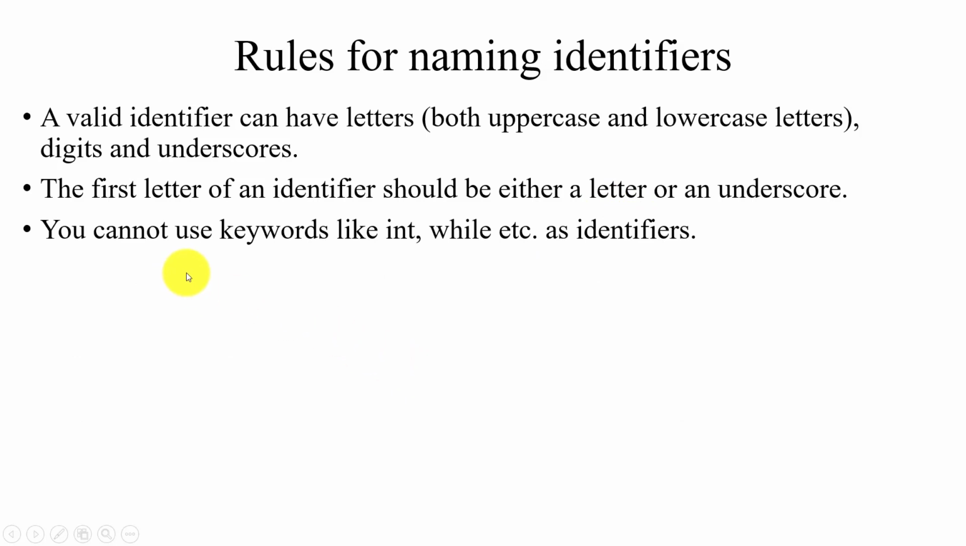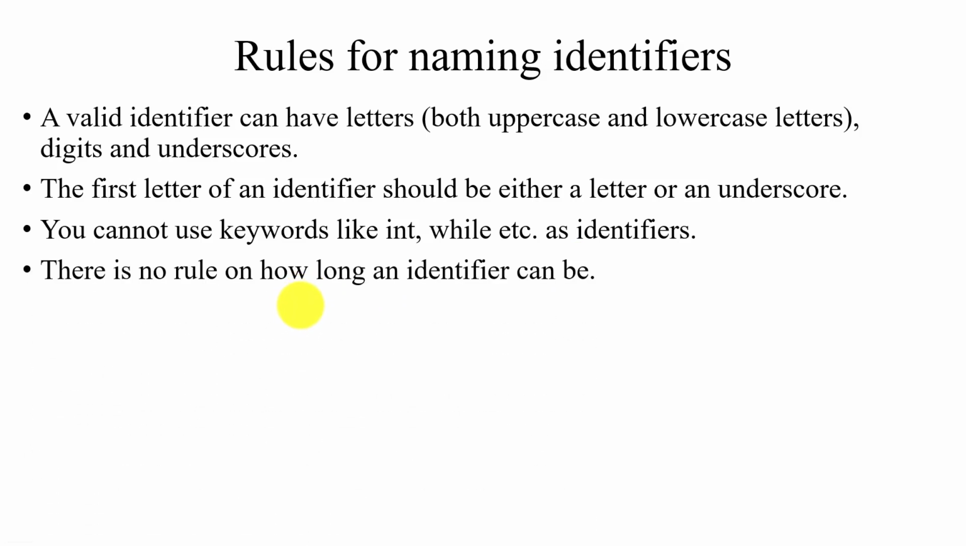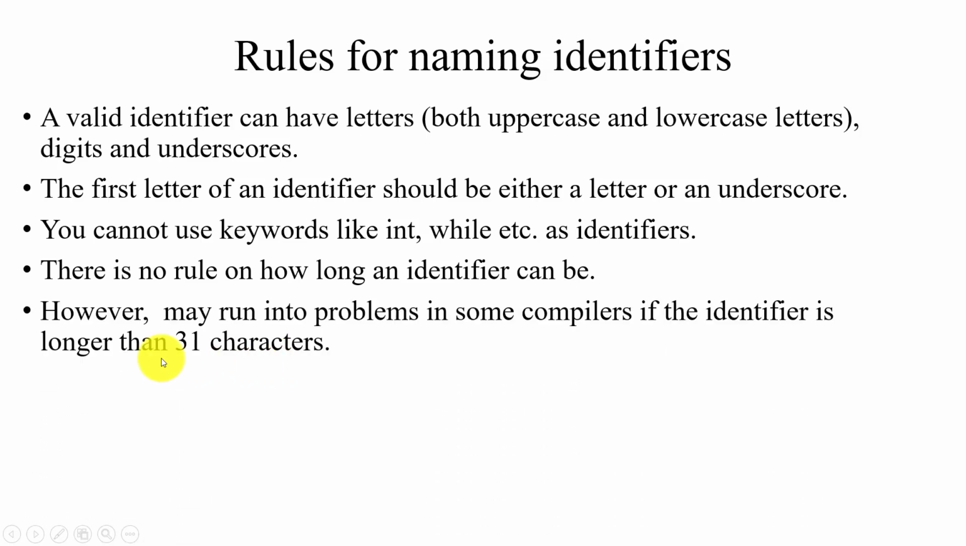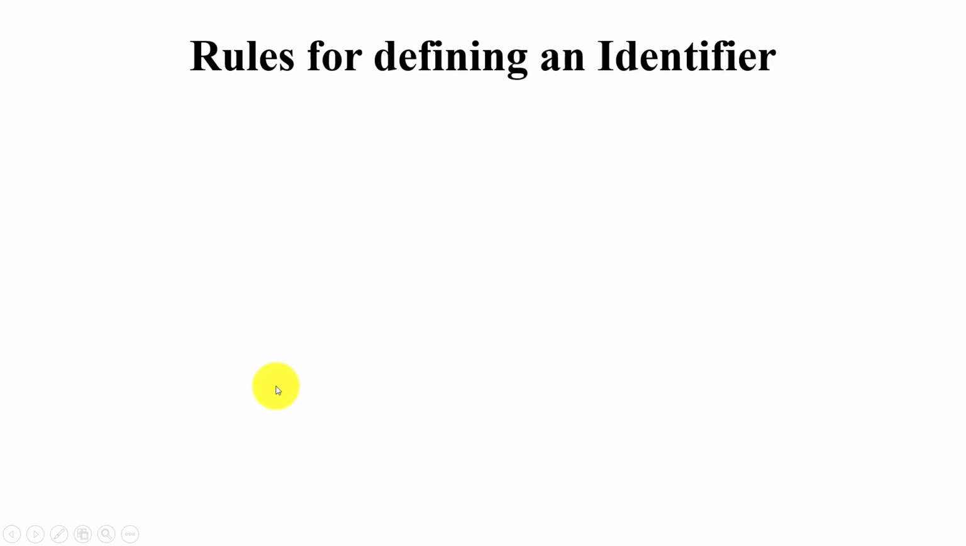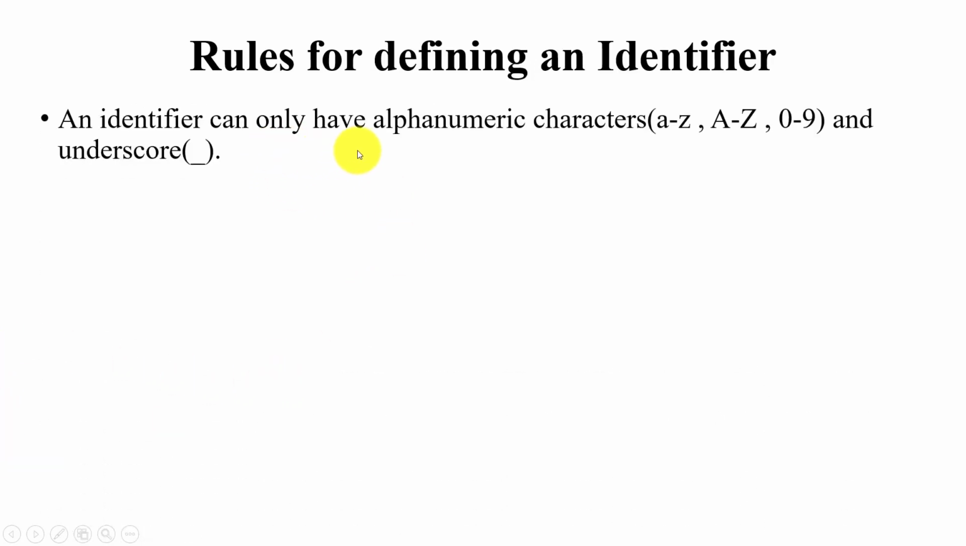Now we cannot use keywords as identifiers, for example we cannot use int, while, etc. as an identifier, because keywords are already reserved or predefined words, but an identifier can be given by the user, that is, a user-defined name. So there is no rule on how long an identifier can be. You can give any length of identifier, but some compilers face a problem when the identifier length is longer than 31 characters.